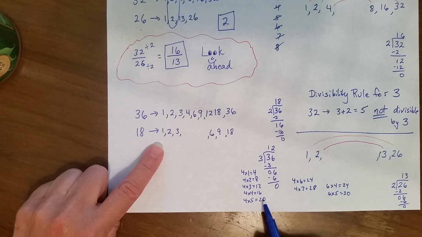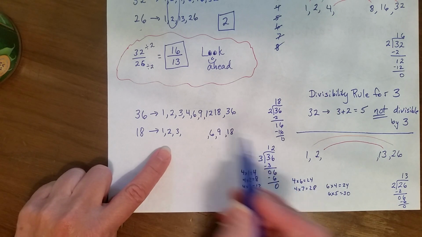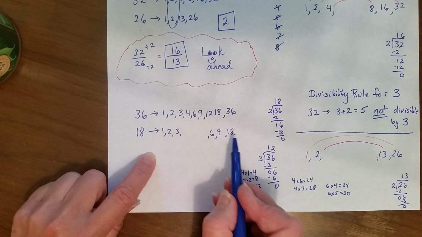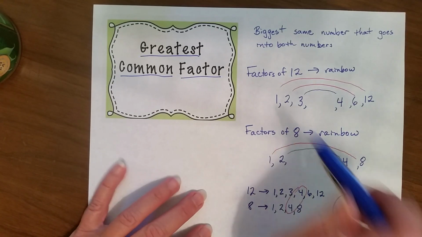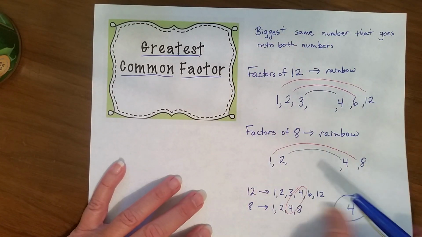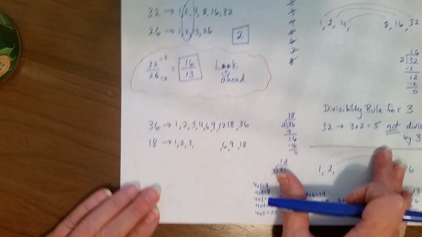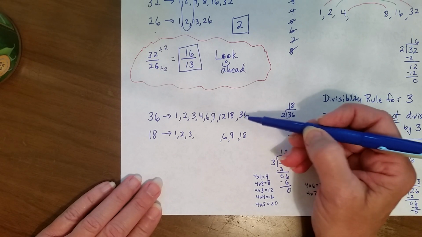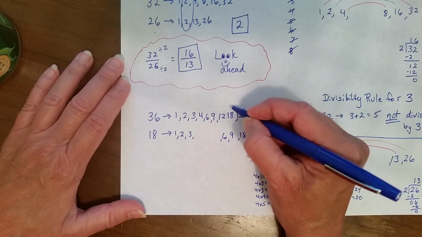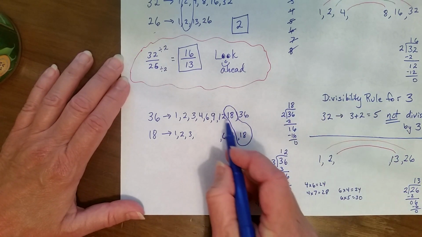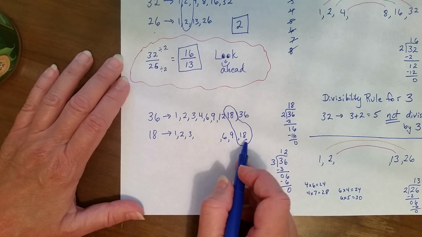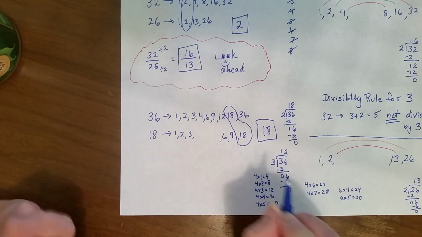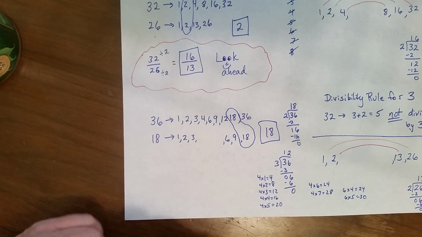Is it divisible by 5? No. Is it divisible by 6? Yes, and we already have that on the list. So here are the factors of 18. Now let's look for the biggest same number that goes into both numbers. Let's see. We've got 36 doesn't go into both, but check it out. 18 is a factor of both of those. So here our answer would be 18. That would be our greatest common factor, is actually one of the numbers itself.